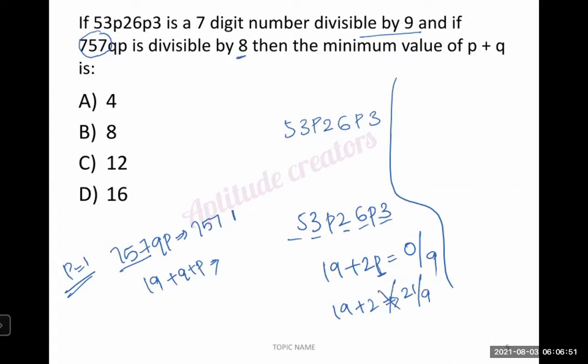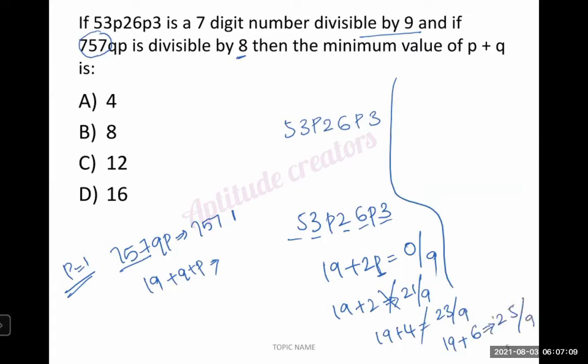Now what about P is equal to 2? 19 plus 4. What is 19 plus 4? 23. 23 is not divisible. Now what about P is equal to 3? 19 plus 6 is equal to 25.